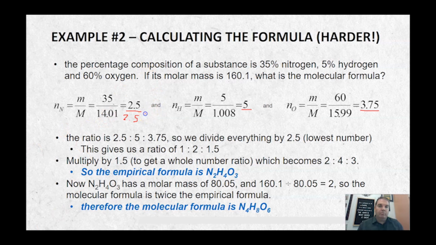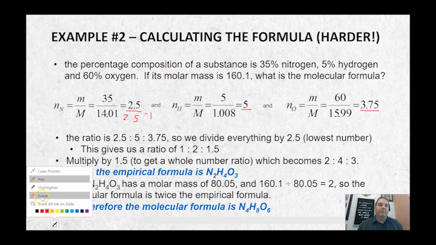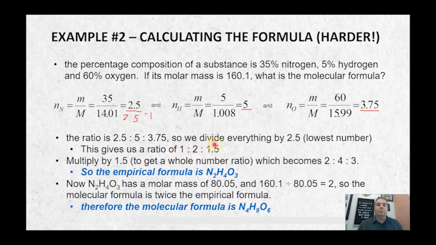So that's going to equal 1, which is what I've got here. And then 5 divided by 2.5 will give us 2. And 3.75 divided by 2.5 gives us a value of 1.5. So now we've got a 1 to 2 to 1.5 ratio. Again, I said this is a little bit harder. So what you need to do now is get these into whole numbers. So 1.5, to get it to a whole number, needs to get to 3. So 1.5 times 2 gives you 3.